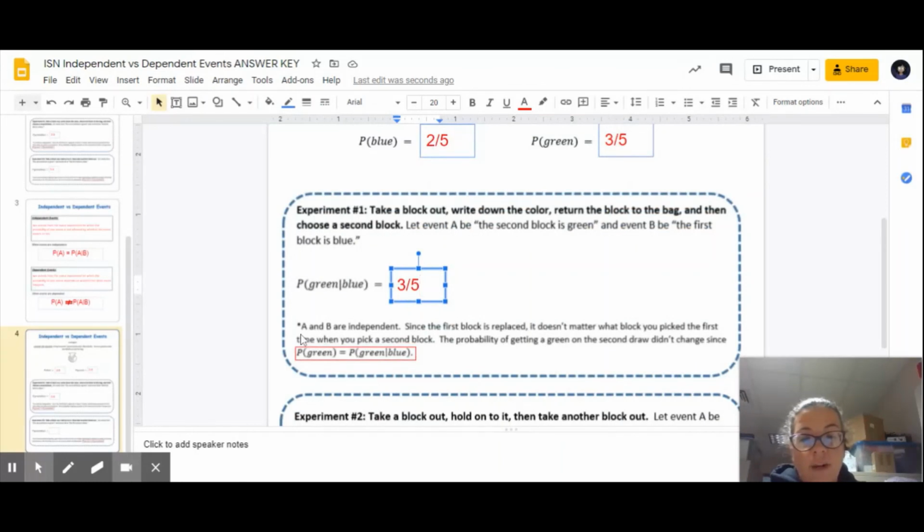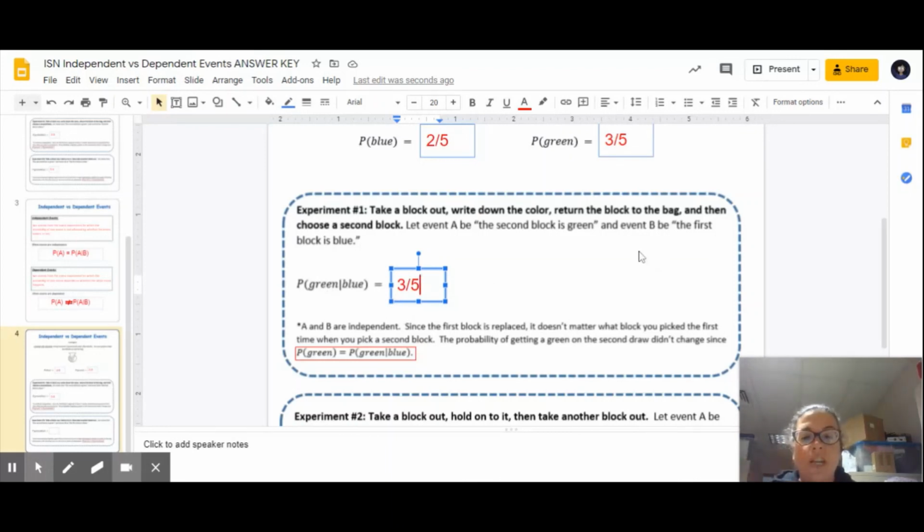So getting a green block the second time and getting a blue block the first time are independent events. Since the first block is replaced, it doesn't matter what block you picked out first when you pick out a second block. The probability of getting a green on the second draw didn't change, since the probability of getting a green overall is the same as the probability of getting a green given that the first time you picked a blue.